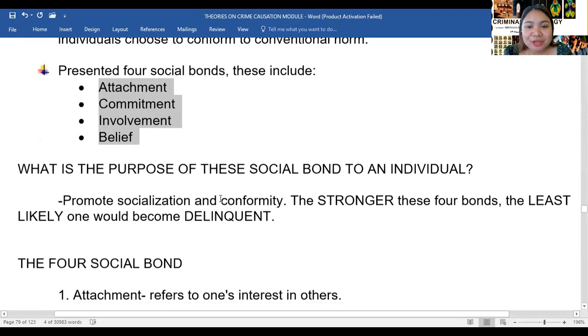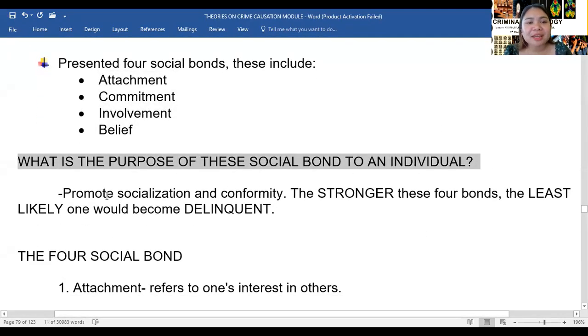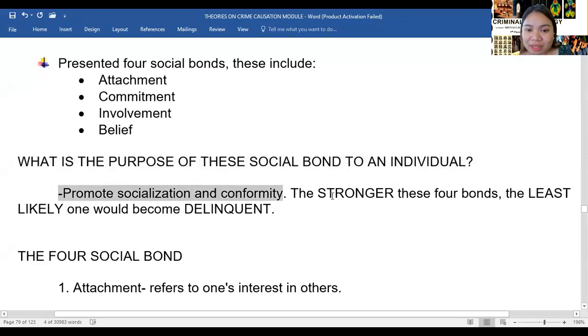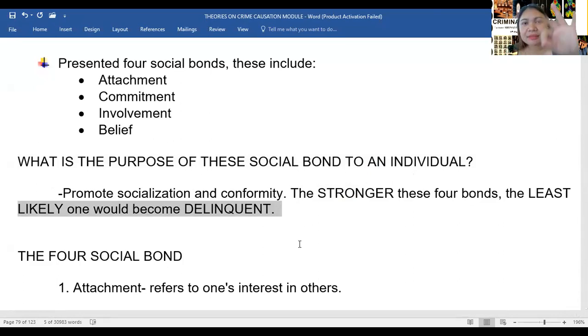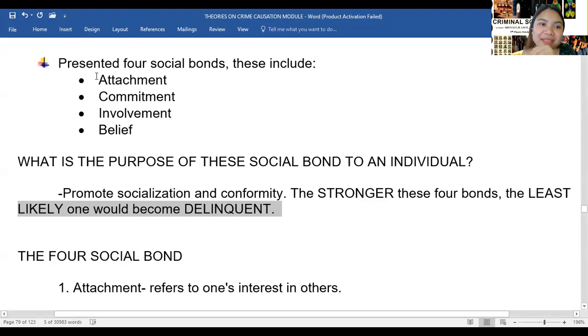So what is the purpose of these social bonds to an individual? It is to promote socialization and conformity. The stronger these 4 bonds, the less likely one would become delinquent. If these bonds, attachment, commitment, involvement, and belief, are strong, the person will more likely become law-abiding. But if they are weak, the person will become delinquent. Class, a technique to remember them easily: remember this as BICA. Belief, involvement, commitment, attachment. BICA.